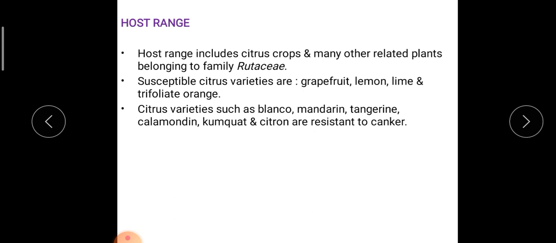Citrus varieties such as Balkano, mandarin, tangerine, calamondin, kumquat and citron are resistant to canker. On these fruits the canker does not appear.